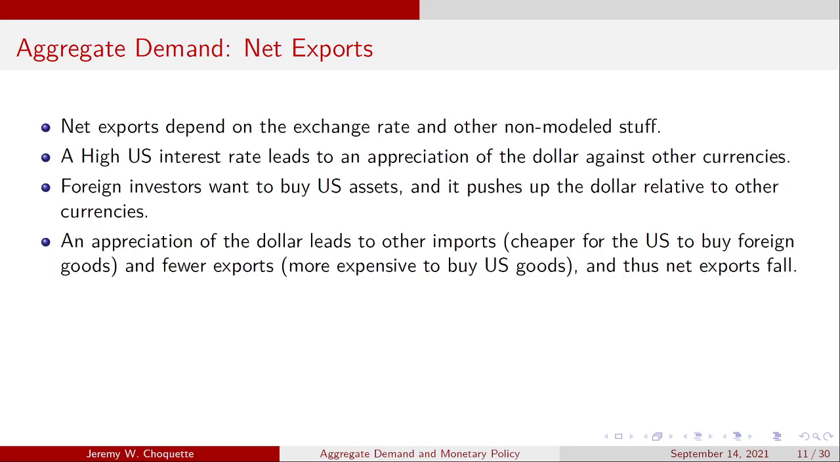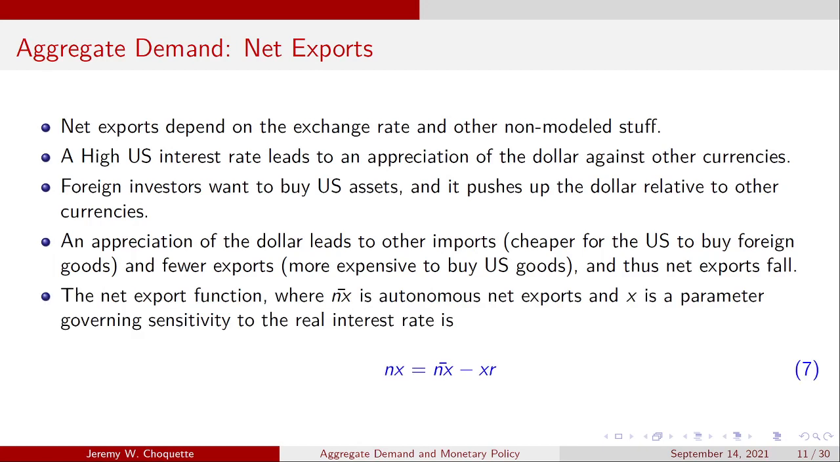So it takes fewer dollars to buy the same amount of euros or British pounds, right? So it's cheaper for us to buy foreign goods, but it's more expensive for them to buy our goods, right? So imports will increase, exports will fall. So therefore, net exports will fall.